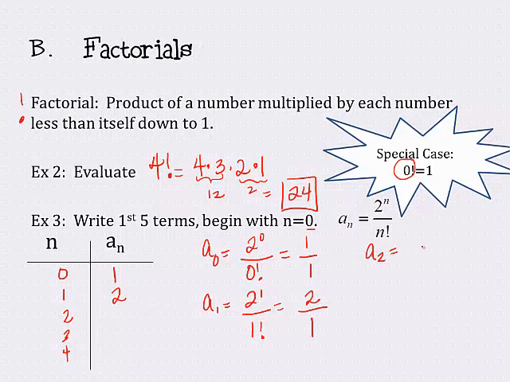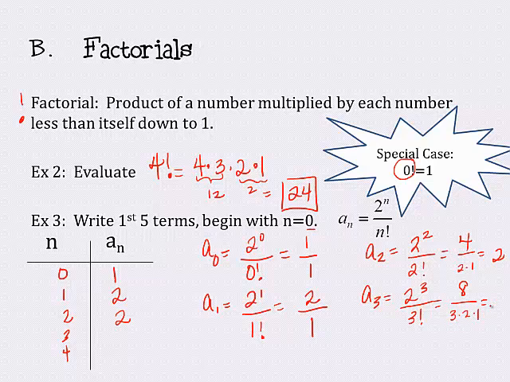A sub 2. The equation says 2 squared over 2 factorial. 2 squared is 4. 2 factorial is 2 times 1, which is just a 2. Reduce that, and that's just 2. Interesting. A sub 3: 2 to the third power over 3 factorial. 2 cubed is 8, over 3 times 2 times 1. 3 times 2 is 6, so 8 over 6, and yes, you always reduce, so that would be 4/3.